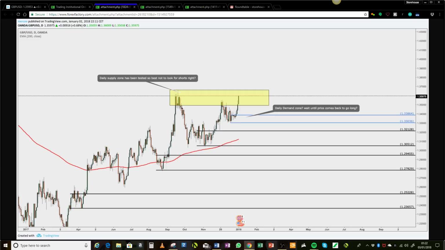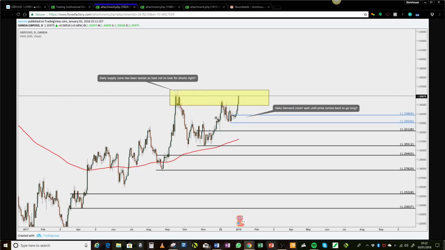Now that's a very poor supply zone. That one was a better one. It's really this area, not the whole of that, because there's so many things wrong with this level. Daily supplies have been tested, so best not to look for shorts here, right?